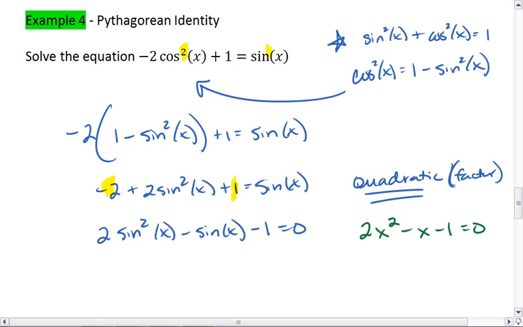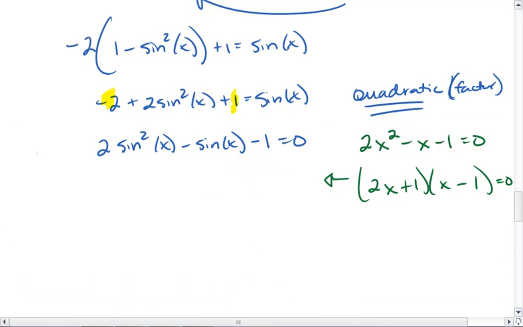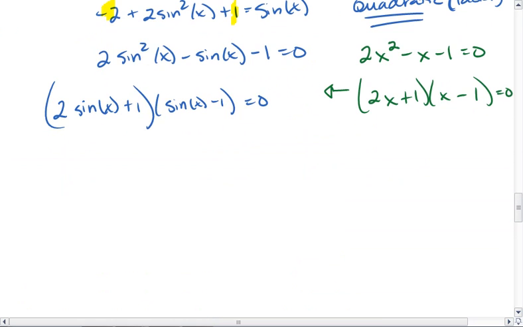If we were to factor this out, we get 2x and x. We get 1 and 1. It's going to be a -1 and a +1. That means over here we get 2 sine of x plus 1 times sine of x minus 1 equals 0. Now we solve each factor. We have 2 sine of x plus 1 equals 0 and sine of x minus 1 equals 0.